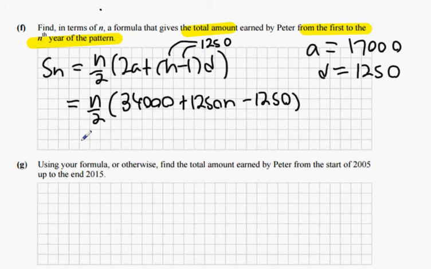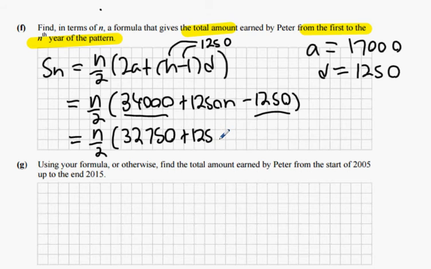Alright guys, here's the hard part. Here's the part where people start struggling and making mistakes, okay? So I take 34,000 minus that, which gives me 32,750, and then I have my 2,500n. I can divide both of them by 2, can't I? Because no matter what I do, when I multiply it out, I have to follow that by dividing by 2. So I'm going to divide it by 2 and then multiply them by n.